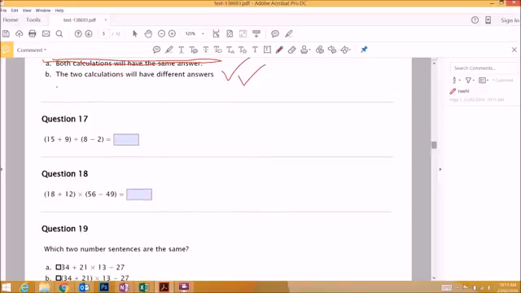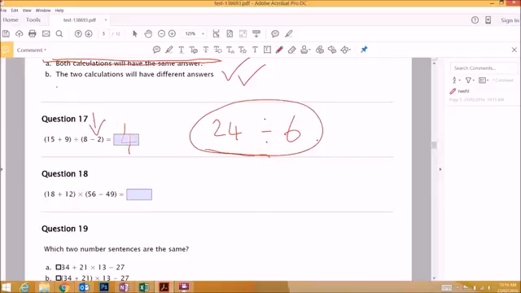Question 17. So here we need to work out 2 sets of brackets. So 15 plus 9 is 24, divided by 8 minus 2, which is 6, and 6 goes into 24 4 times.